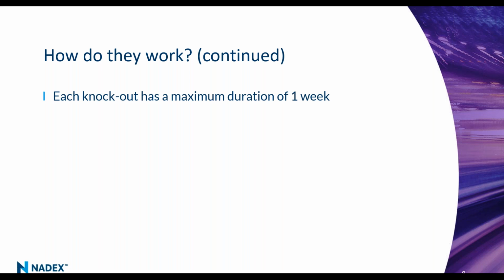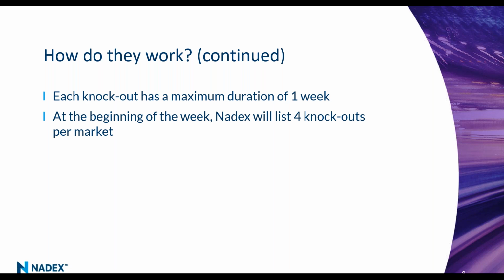Now, I mentioned each of our knockouts. It doesn't matter whether it's in the indices, and we've got all the U.S. indexes, or a foreign exchange pair. We've got 8 of them, all the main pairs. We've got our commodities: gold, silver, oil, and natural gas. Each one of those starts off at the beginning of the week. We build knockouts for the week, and we will list 4 knockouts in each one of those markets.